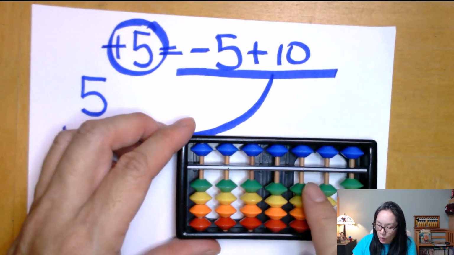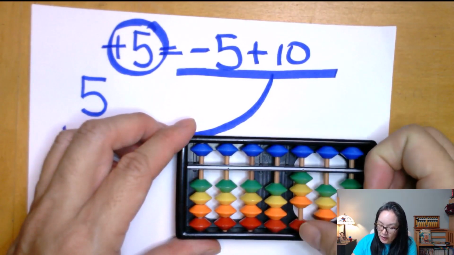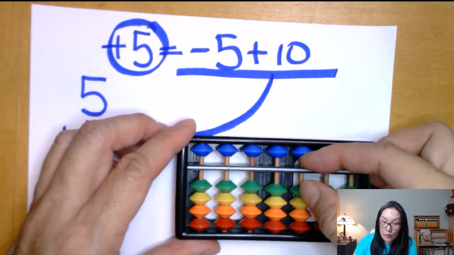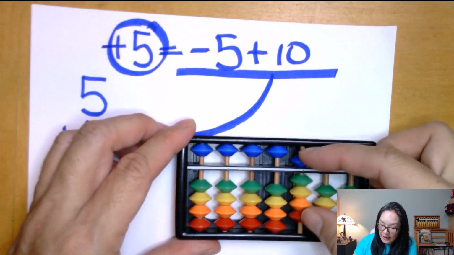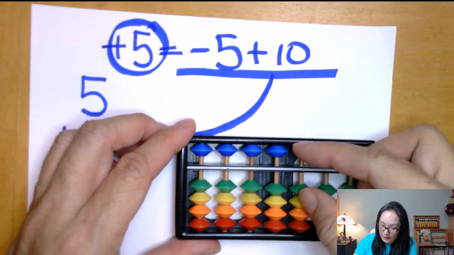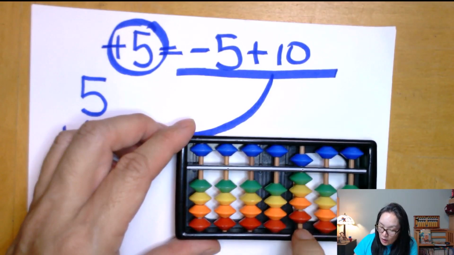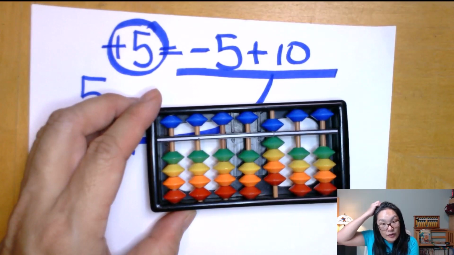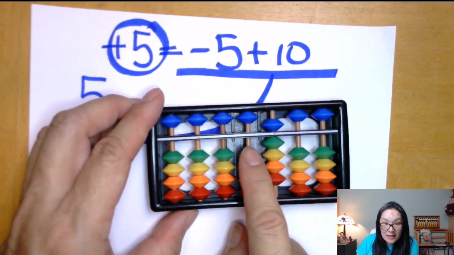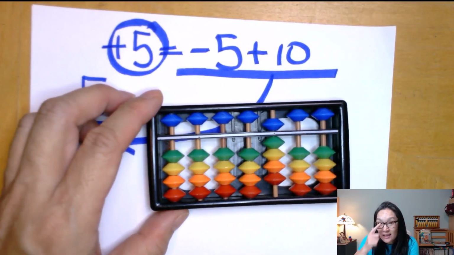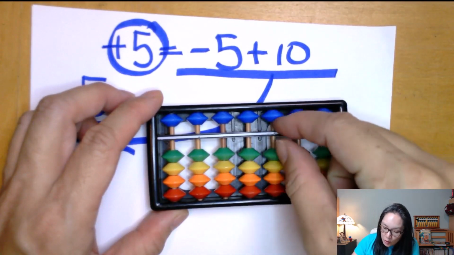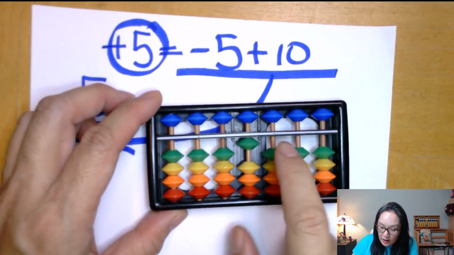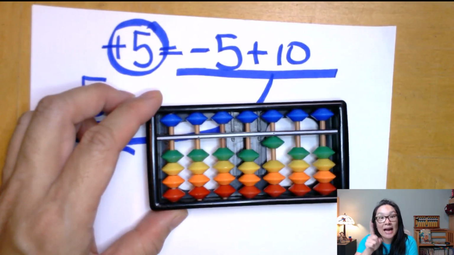So we have our 1, 2, 3, 4, 5, right? And then we have 6, we have 7, we have 8, and then we have 9. Because we don't have any more beads for a 9, we have to go to the next column. This column is the tens column. So it will look like this. That is 10.